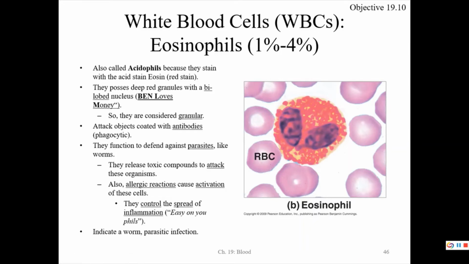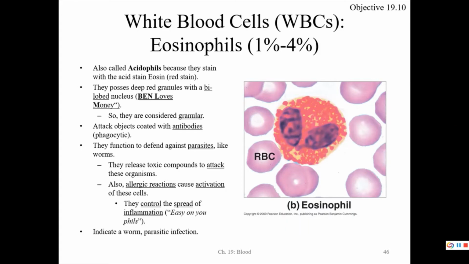They fight parasites, so this can indicate worm infections. Parasites like worms, they release toxic compounds to kill worms. Allergic reactions also do this, and this controls the spread of inflammation. It tries to prevent inflammation from spreading widely all over the body, so that if you have an allergic response at one part of the body, it doesn't make the whole body swell.